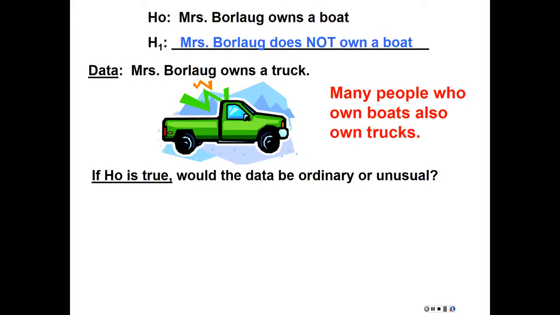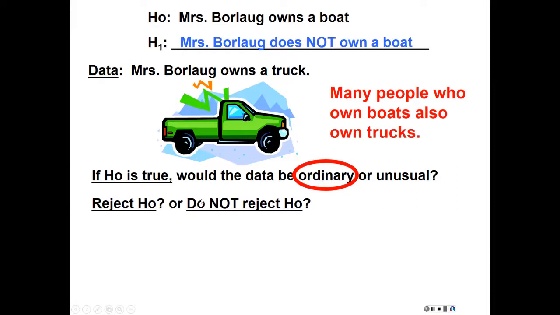If H0 is true, Mrs. Borlaug owns a boat, is the fact that Mrs. Borlaug owns a truck supporting that she might own a boat? Okay, so it would be ordinary. Now, a lot of people have boats and have trucks. So it wouldn't be unusual if you have a boat to have a truck. That would be kind of ordinary. So we come to that conclusion. And based upon that conclusion, the evidence that she has a truck seems to support the idea that she has a boat. So you would not reject H0.